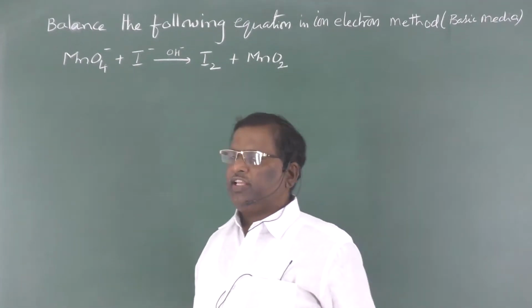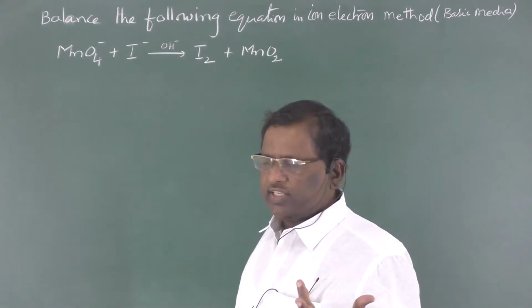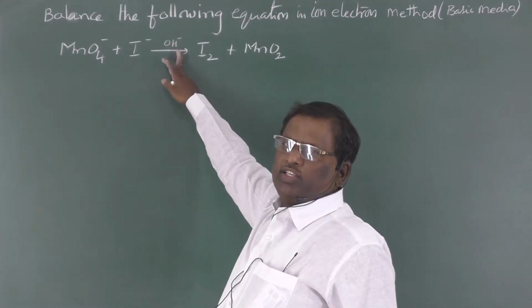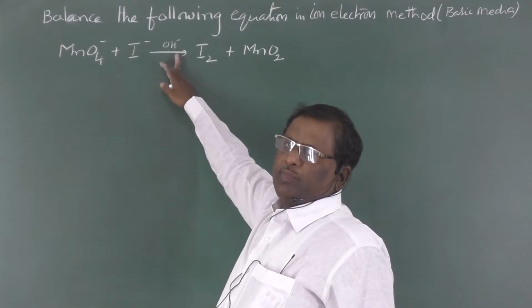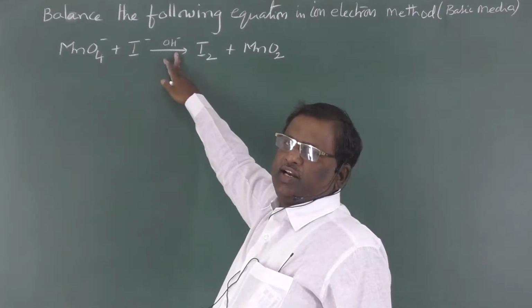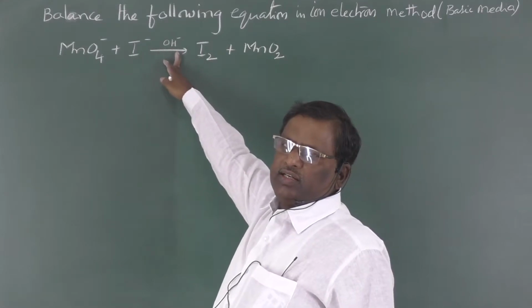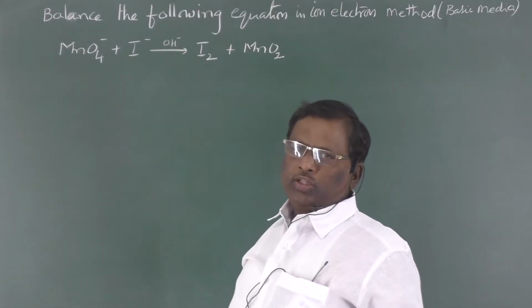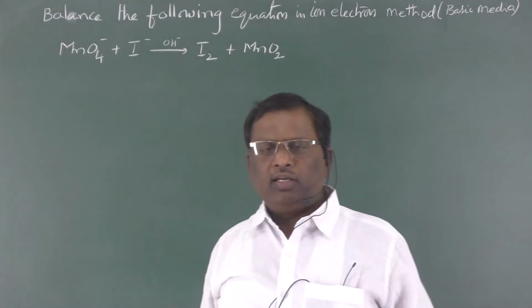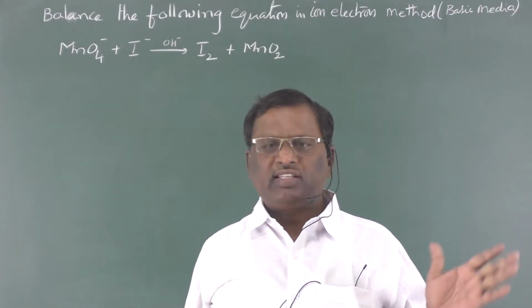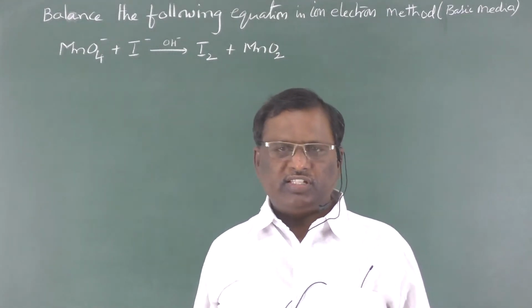So in a question about basic media, sometimes they will give OH minus ions. This OH minus ions represents that the reaction is carried out in basic media, and if it is H plus, it represents that it is in acidic media. Both in acidic media and basic media, the difference is only while balancing hydrogens. In the rest of the cases, the procedure is the same.